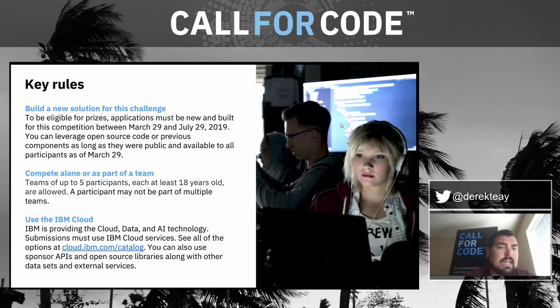And one of the other key rules is that you have to use the IBM Cloud or cloud services. You can see all of the options that you have for the cloud if you go to that link there, cloud.ibm.com/catalog. You can also use other open source libraries, data sets, external services as well, but you have to use IBM Cloud Services. So take a look through there. There's a lot of really, really good technology there to help you with your solutions. I know we've talked about a lot of them on the live stream, but any of the 6 focus areas that we talked about are all available on IBM Cloud. If you want to do things like speech to text, text to speech, anything like that will be available for you to use on the IBM Cloud Service Catalog. So please take a look at that.